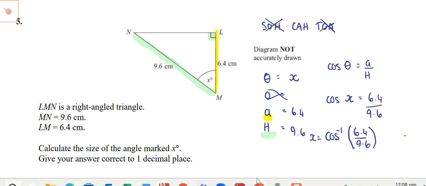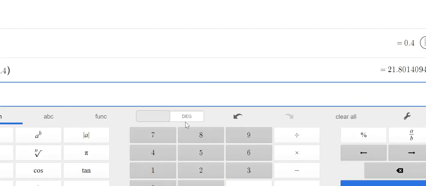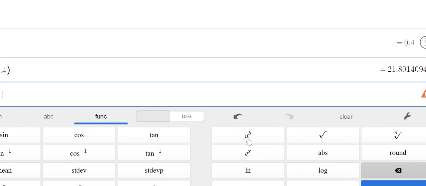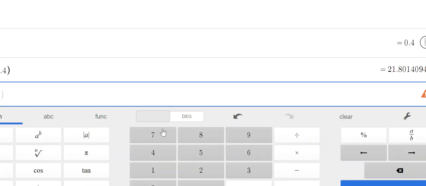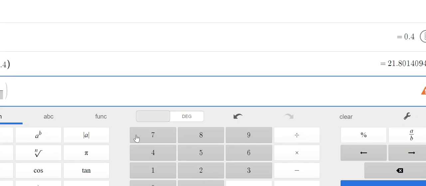Now, the reason why that's quite good is because I can now put that into my calculator. I can actually go function, inverse cosine, and if you press divide first, look, it gives you a fraction option. And you just put your numbers in. Can you tell me the numbers again? 6.4, and then 9.6. So I don't have to do anything other than that. And here's where I use my arrow. Now, look, you can see the answer's already done.